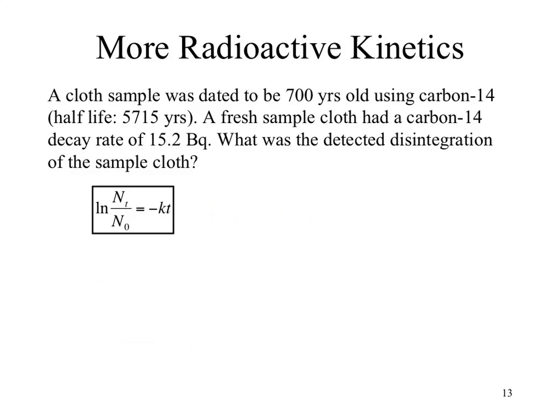What we're looking at there is 15.2 becquerels for a fresh sample cloth. So our becquerel unit, we said, was equivalent to the number of nuclei. So our 15.2 becquerels correlates to which unit or which term? N sub 0. That is our initial decay rate, because that's a brand new cloth. So that would represent what we would expect when we first saw this cloth sample. That is exactly what we would expect to measure.